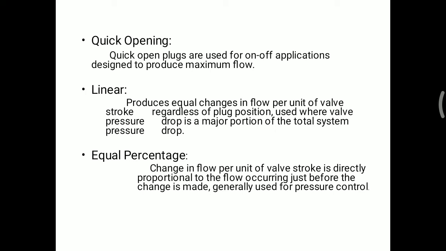Linear characteristics produce equal changes in flow per unit of valve stroke regardless of plug position, and these are used where valve pressure drop is a major portion of the total system pressure drop. The third characteristic is equal percentage. Change in flow per unit of valve stroke is directly proportional to the flow occurring just before the change is made, generally used for pressure control.